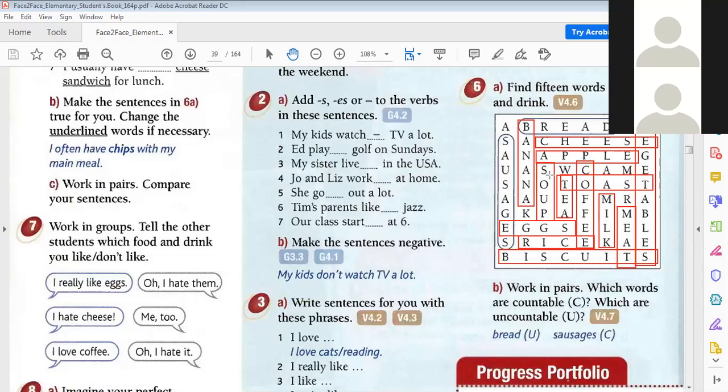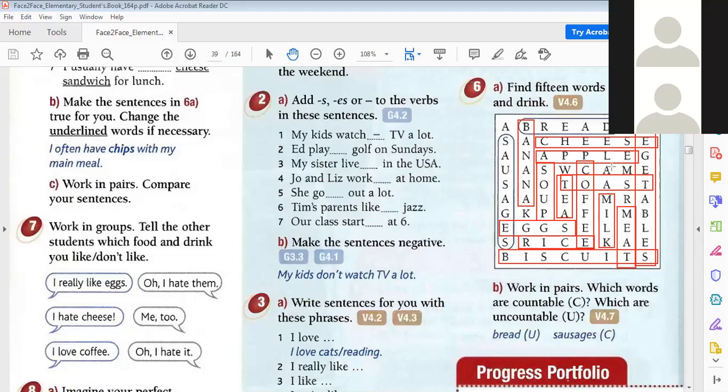Uncountable. Correct. Tea. Uncountable. Coffee. Uncountable. Milk, sorry. Milk, uncountable. Meat. Uncountable. And vegetables. Countable. Right?